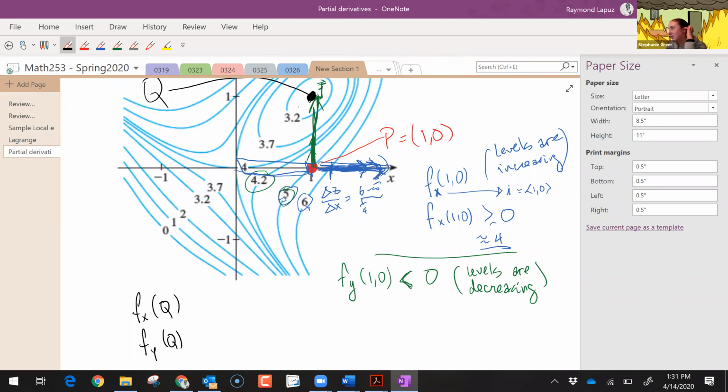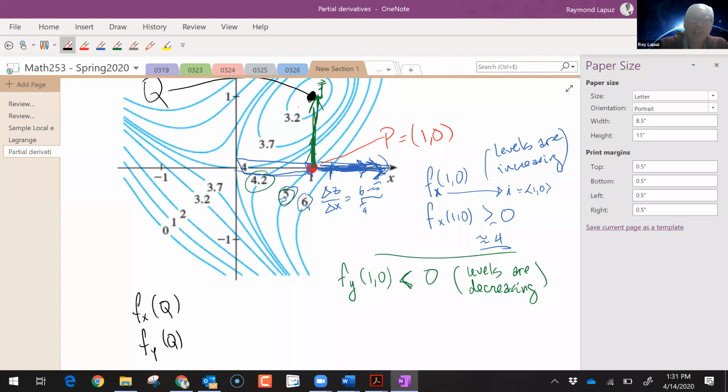That's negative. But Stephanie, what'd you say? That's a local maximum, so the derivatives would have to be less than 0. No, it would be exactly 0 because it's a local maximum, right? If it's a local maximum, remember the maximum, if you attain a maximum, your derivative is 0.